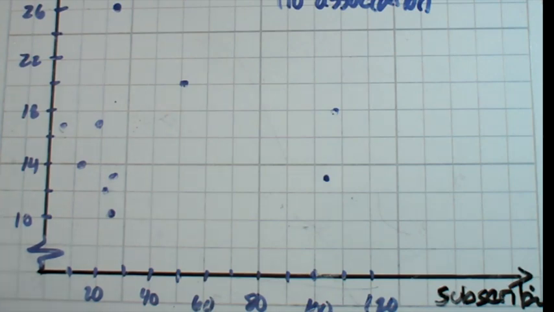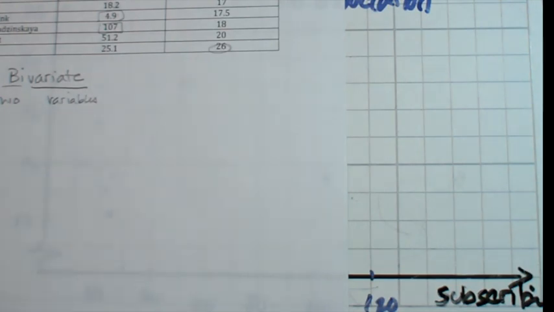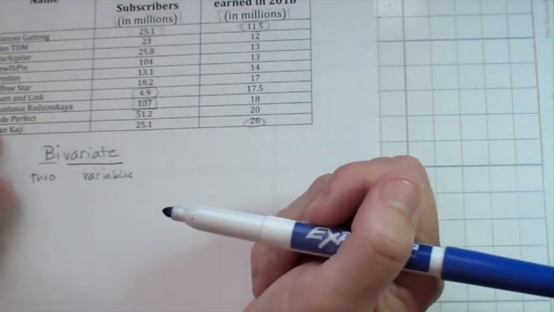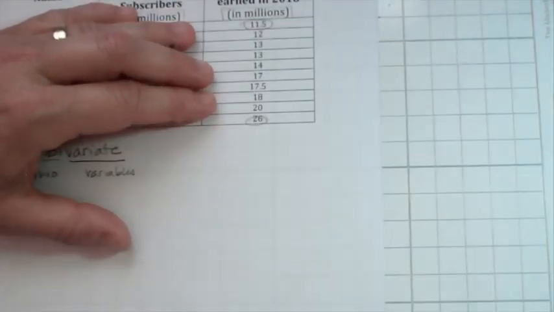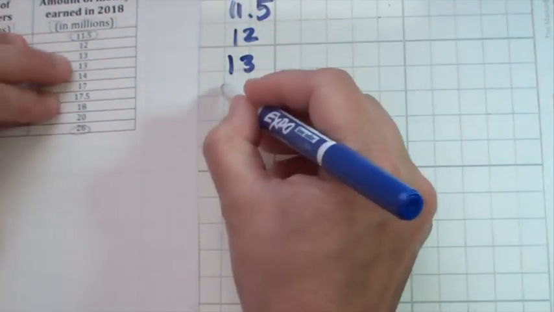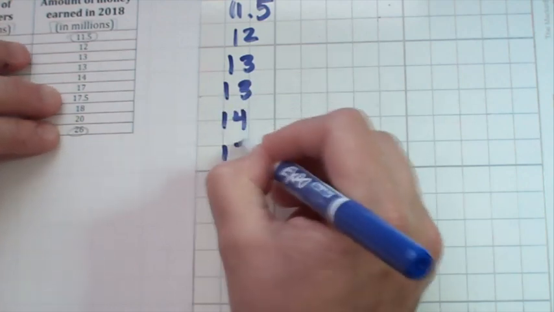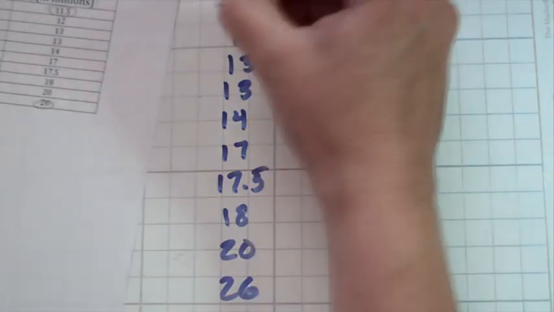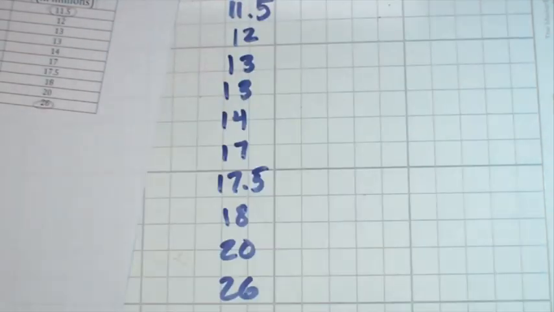The next thing we want to do is we're just going to look at one of our variables, okay? So to find the mean, the median, and the mode, and the range, we didn't look at bivariate data. We looked at just one variable at a time, so that's what we're going to do right now. Let's just look at money. We've got 11.5 million. We have 12 million, we have 13, and then another 13, and then 14, and then 17, and then 17.5, 18, 20, and 26. And these are already in order from smallest to largest, which is nice.